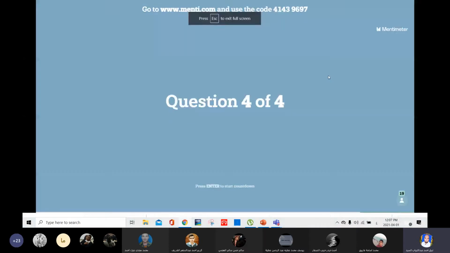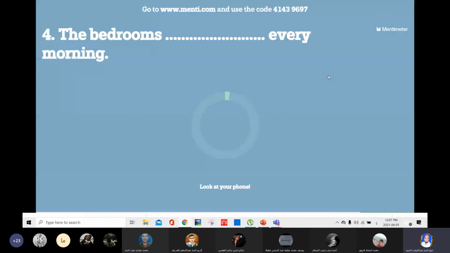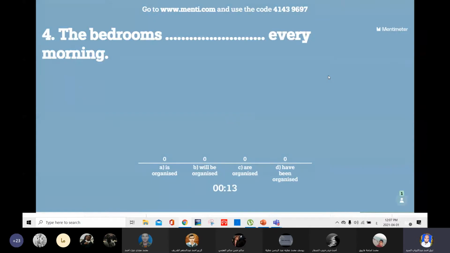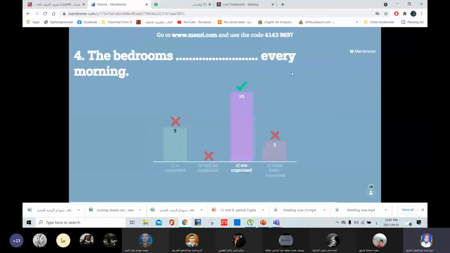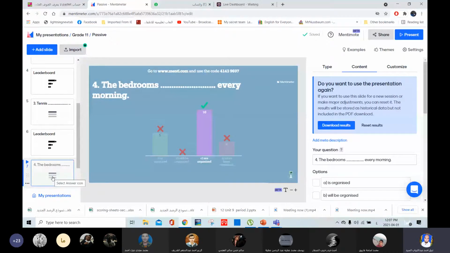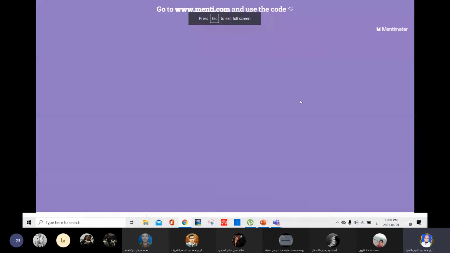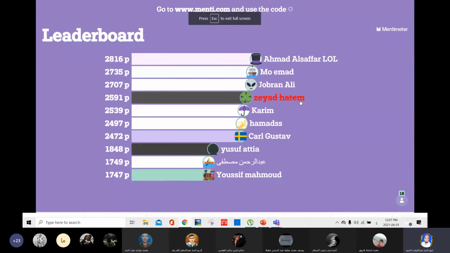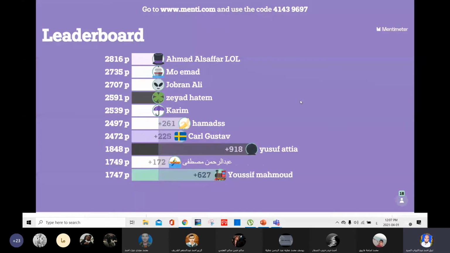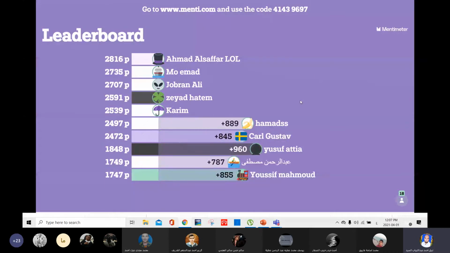The bedrooms every morning. Very good. 10 students are organized. The bedrooms are organized every morning. Now let's see who's the winner in the last race. Yusuf Atiyah, good. Yusuf, Abdul Rahman Mustafa, Yusuf Mahmoud. The winner will be Hamad. Hamad, 3,415. Thank you, Hamad.